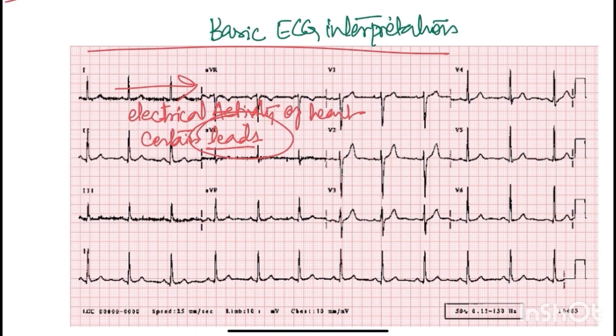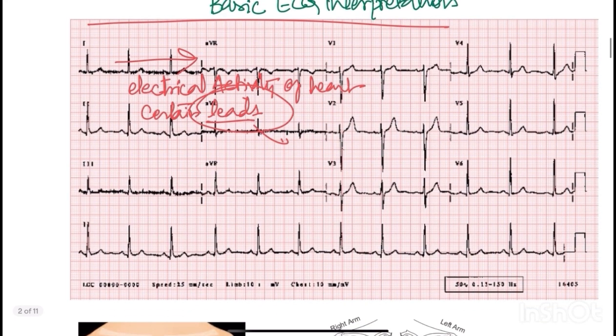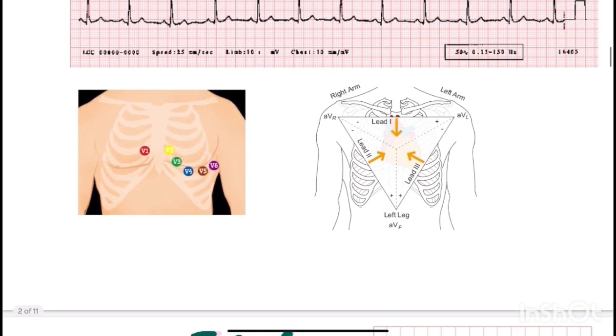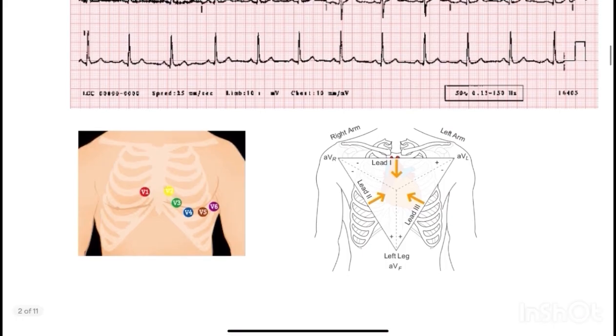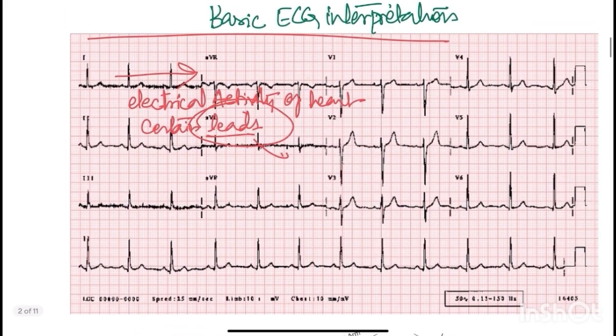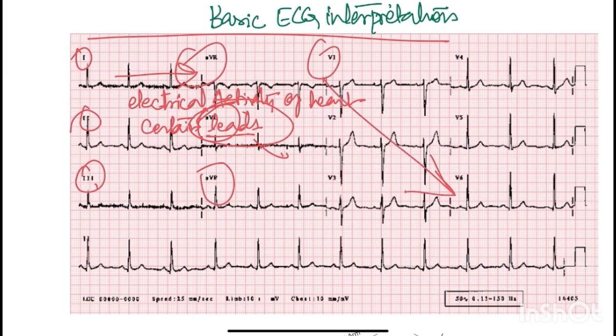So these leads are placed at various locations on your body. So you can take a screenshot of where we place the ECG leads. And each of these leads would correspond to certain readings. For example, we have 1, 2 and 3, AVR, AVL, AVF and V1 to V6. Now let's see what all these leads are and what they record.